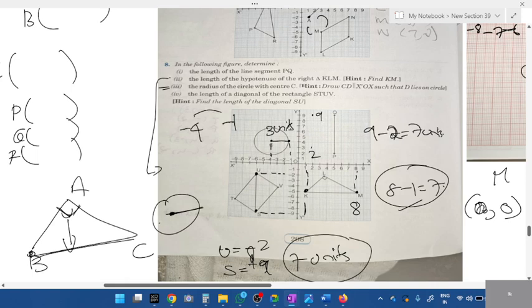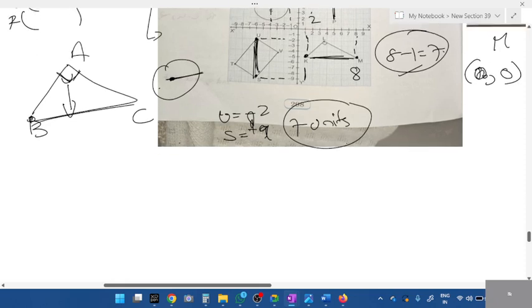Done? 8th question done, all of you? See, I'll tell you. What are the lengths? See, these are the lengths they asked us to find: diagonal, KM, OP.